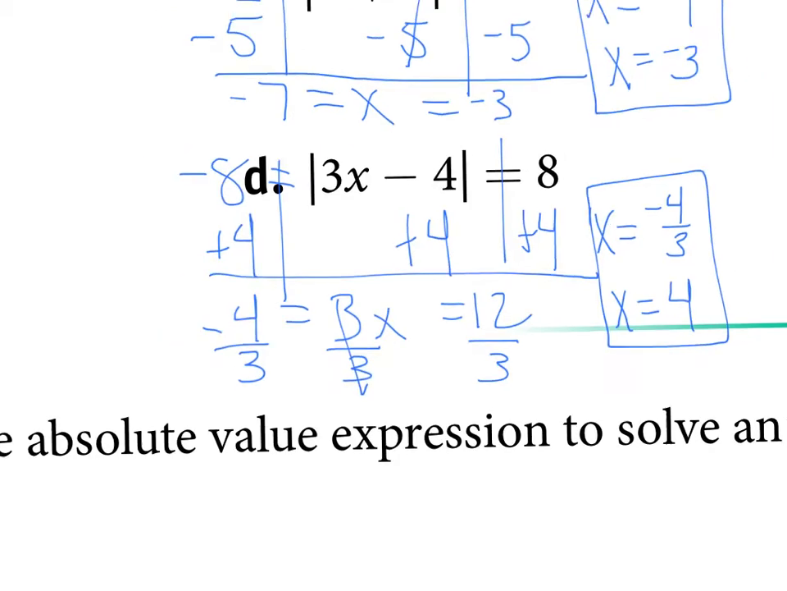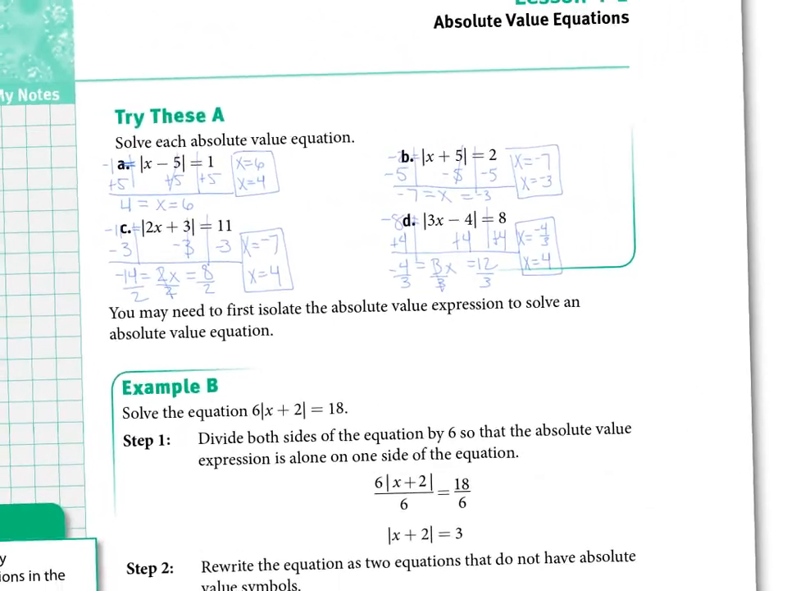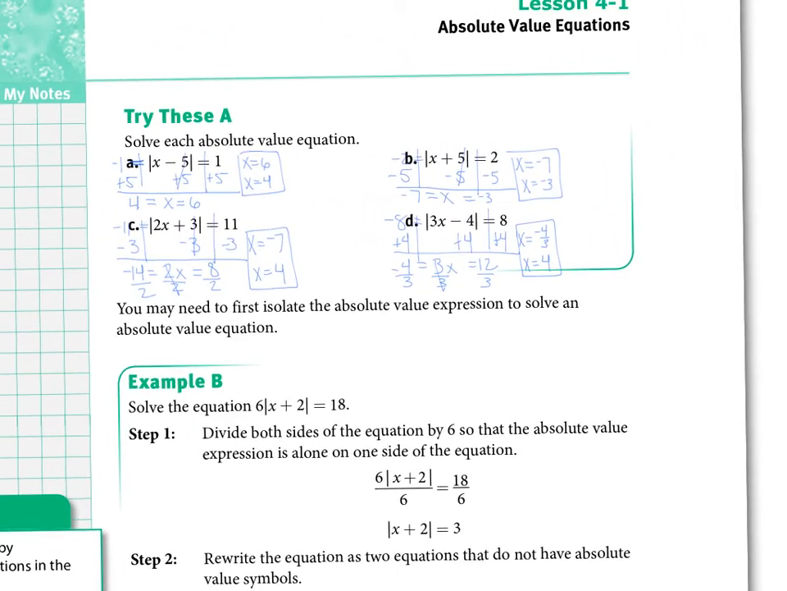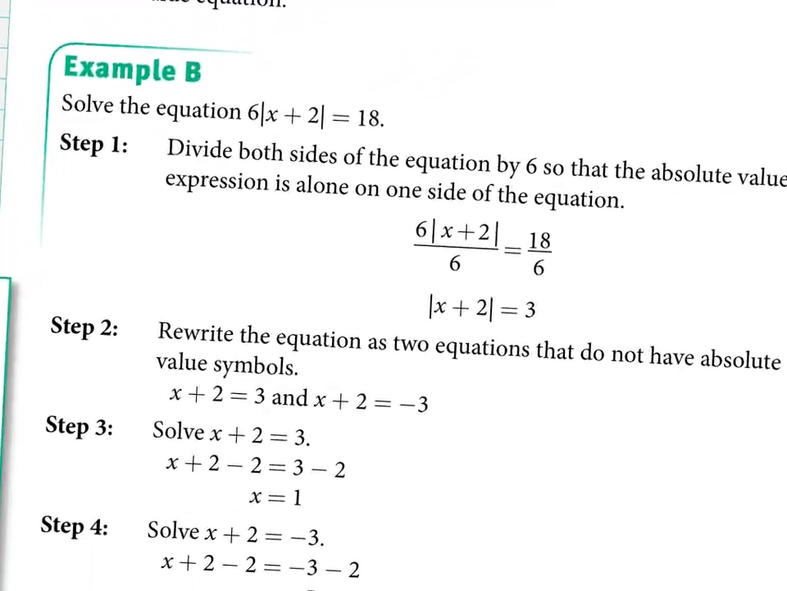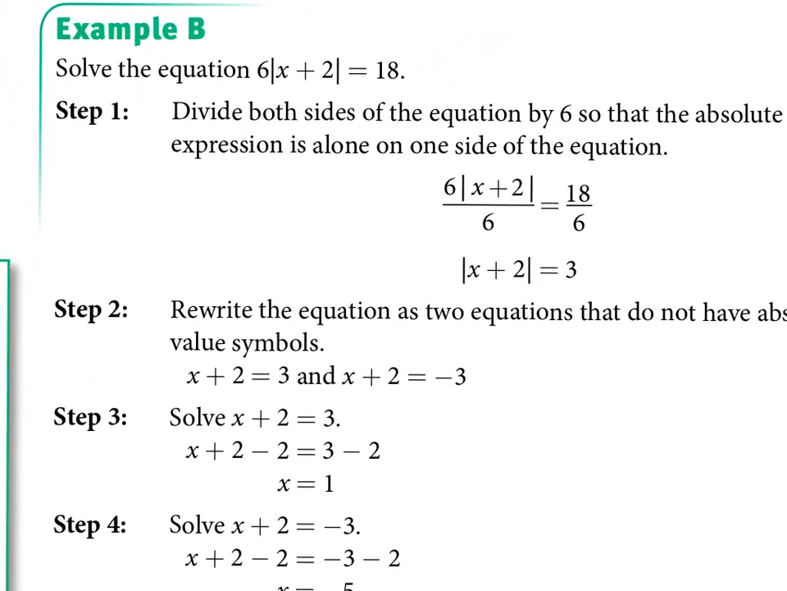Okay. Let's zoom out here. And now we're going to do example B. Now example B presents us with a different problem here. Now we have a problem: 6 times the absolute value of x plus 2 equals 18.